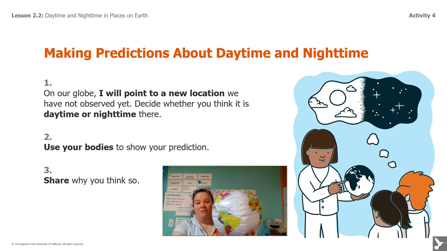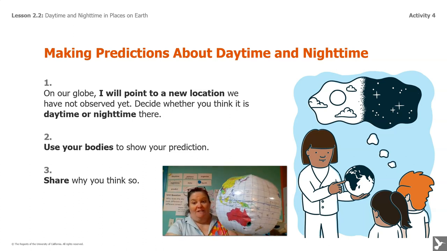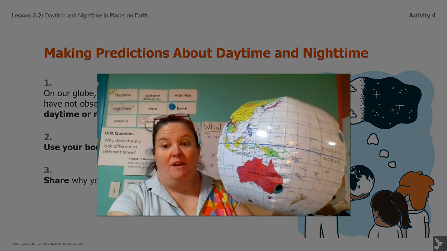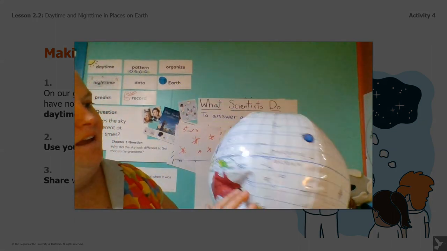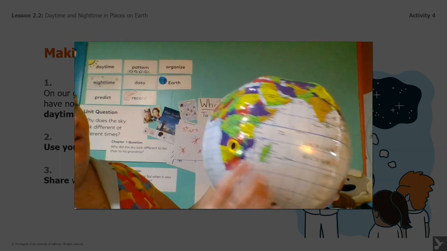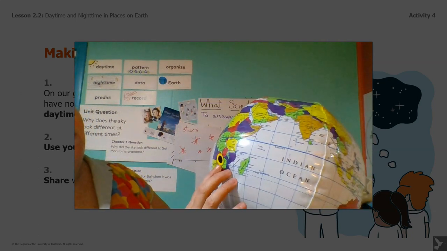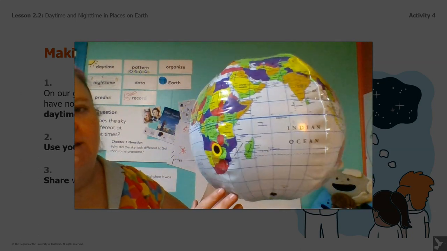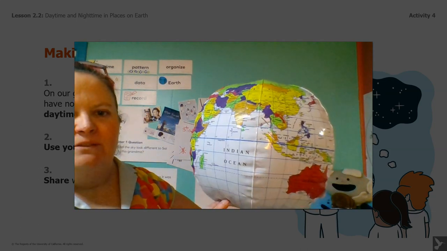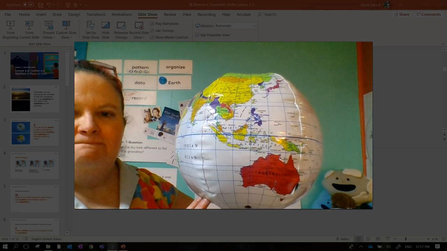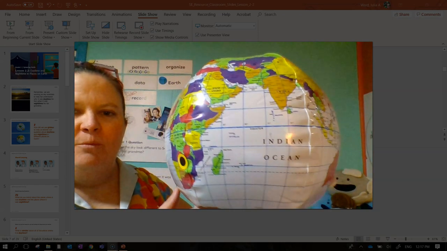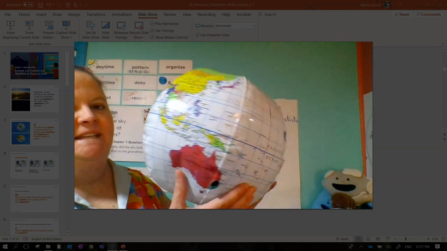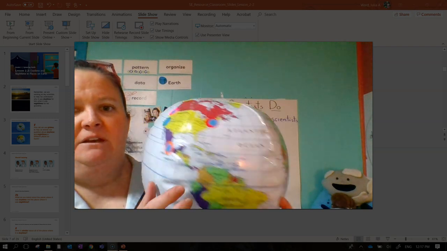We made a prediction about daytime and we showed it on our globe. What I want you guys to do after you turn off this video is make a prediction about nighttime. So it's nighttime here in Sydney. It's nighttime here in the Zambezi National Forest. Where else do you predict it would be nighttime? Where else do you think it would be nighttime? Any ideas? So I want you guys to make some predictions today about where you think on the globe it would be nighttime now, if it's daytime for me here in Seattle.